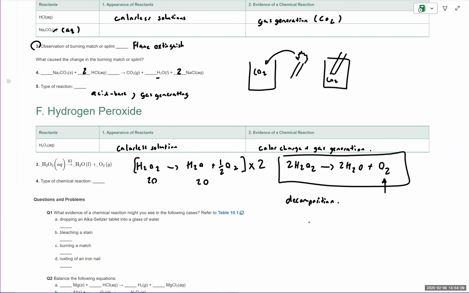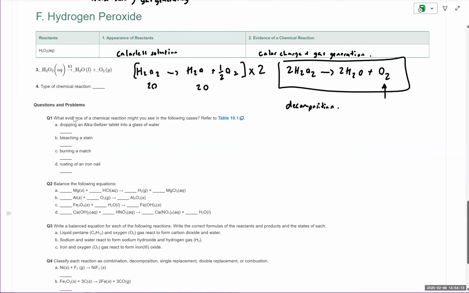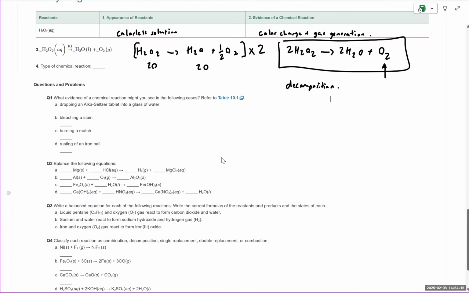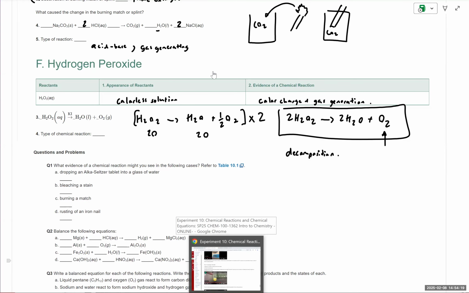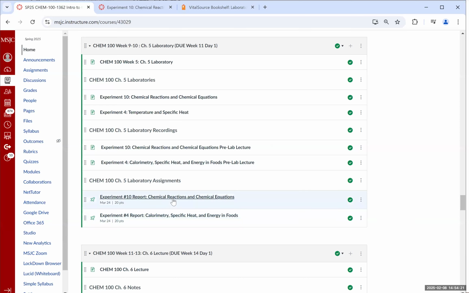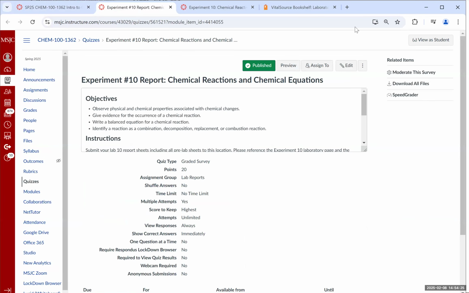So from here, we've completed our overview of this experiment. Make sure to answer all of the post-lab questions. And from here, once you finish completing your report sheet, you'll submit your full report into the Experiment 10 report submission page.